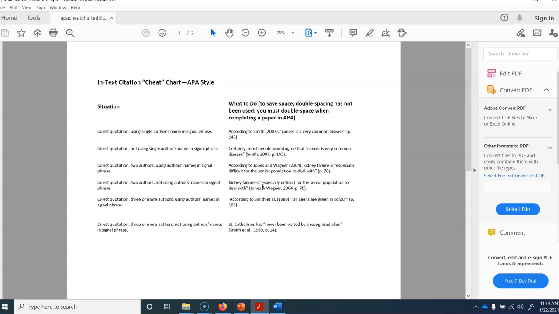Okay. The next example is what we do when we have 3 or more authors. And remember, there are some journal articles that are out there that have dozens and dozens of authors. You can't possibly list them all.